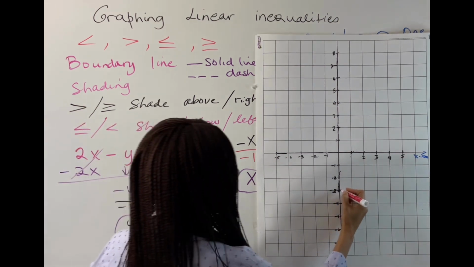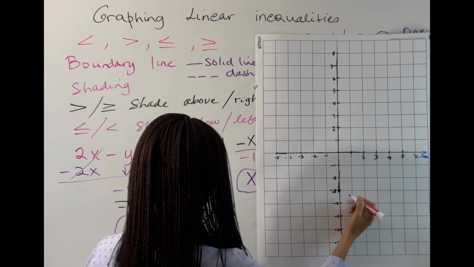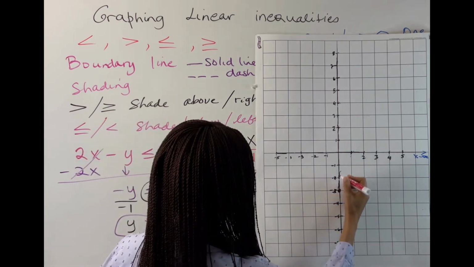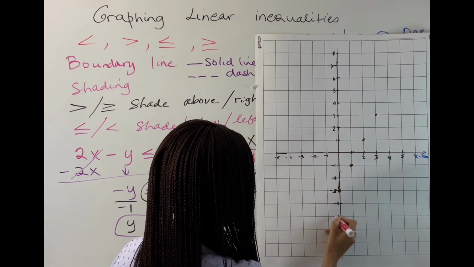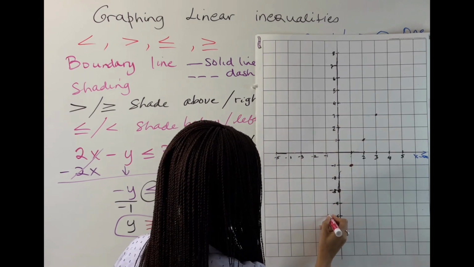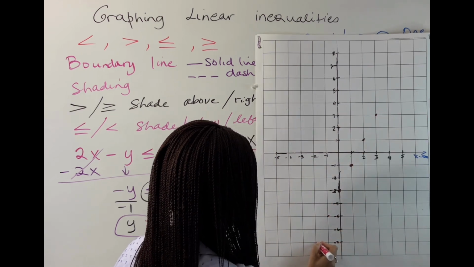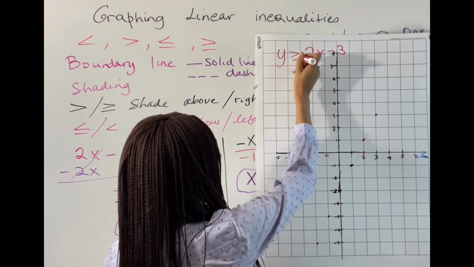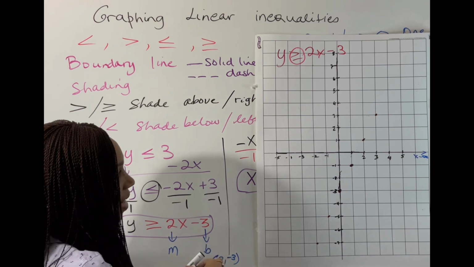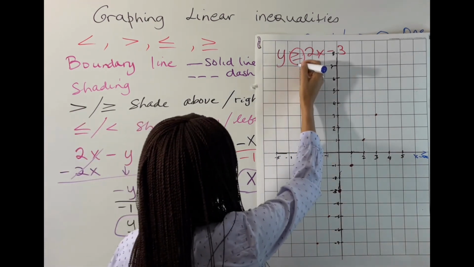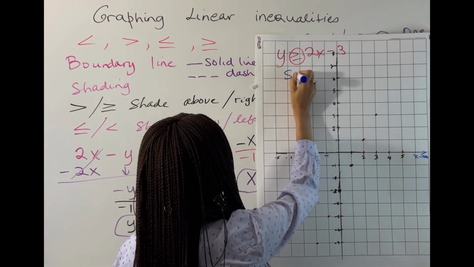I'm going to start at 0, -3, which is here, and I'm going to go up 2 over 1 for the slope, or down 2 to the left 1 for the slope. This symbol, which is the greater than or equal to symbol, is telling us that we need a solid line.